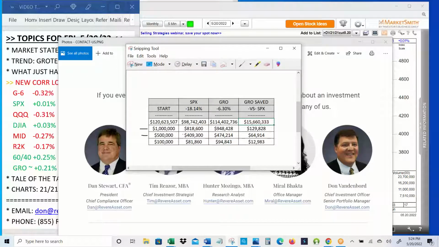$500,000 account, S&P, you're down to 409,000. GROTECTION, 474. Saves a $500,000 client $65,000. $100,000 account, S&P, about 82,000. GROTECTION, 94.8. Saves you $13,000. This all adds up. We've got many various size clients, and you add it all up, that's a lot of money. That's significant, and we're very proud of our sell rules.